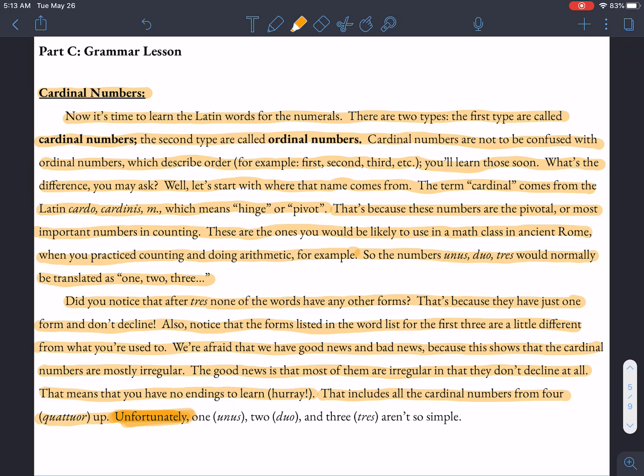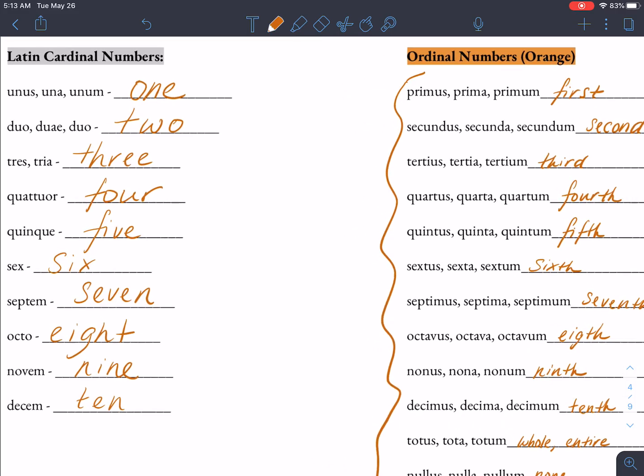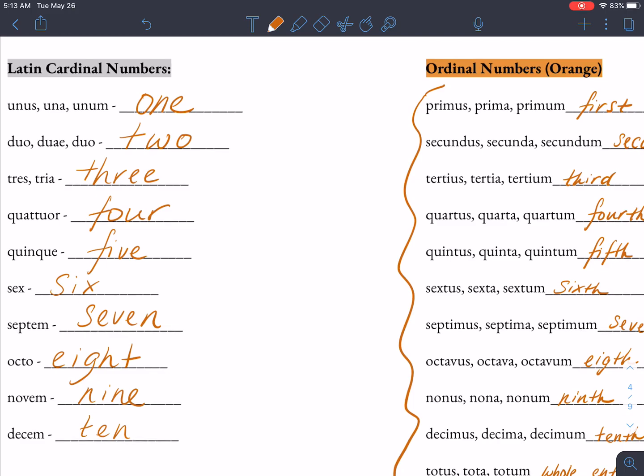Unfortunately, unus, duo, and tres are not so simple. Wah, wah, wah. Hope you like my sound effects. Okay, so let's talk about what that means really quick. So if you look at the vocabulary list, we're talking about cardinal numbers right now. Okay, so forget everything from here over. All right, pretend that's not there for a minute.